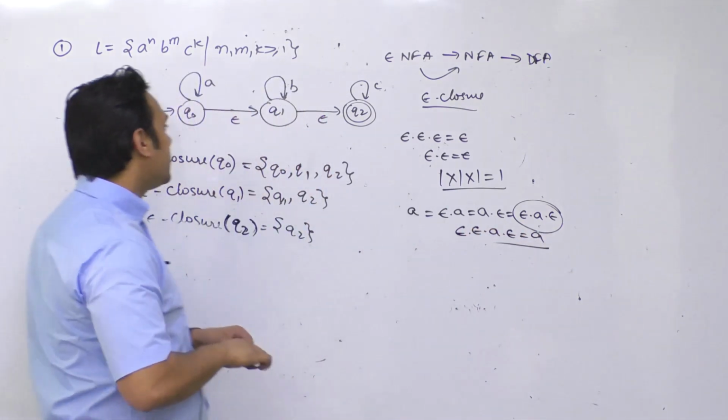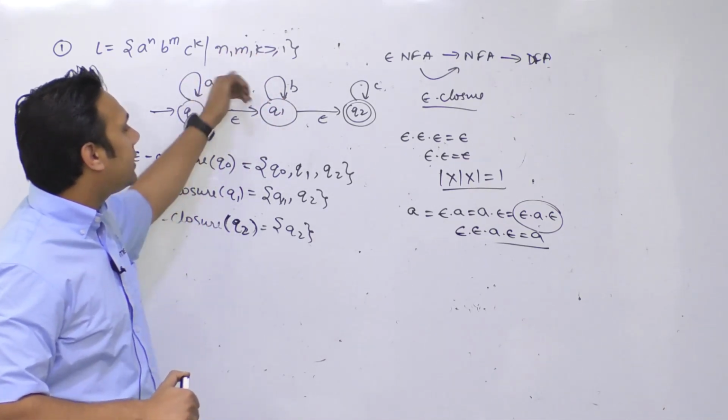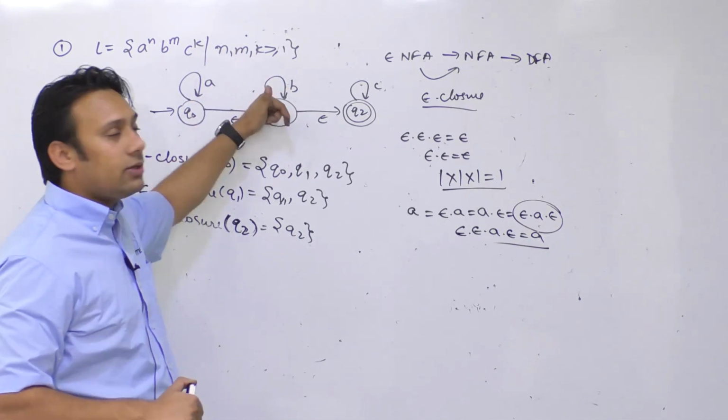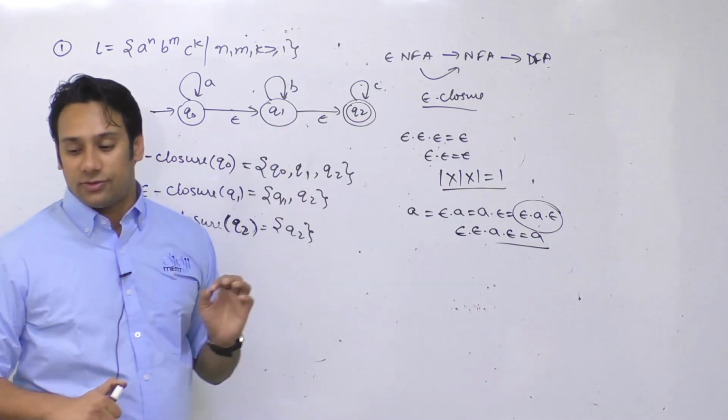So what we will try to do is, for every state we will identify that if we give a symbol A on that state, if we give a symbol B on that state, if we give a symbol C on that state, what are the states we can go to? And then we will make transitions for that.